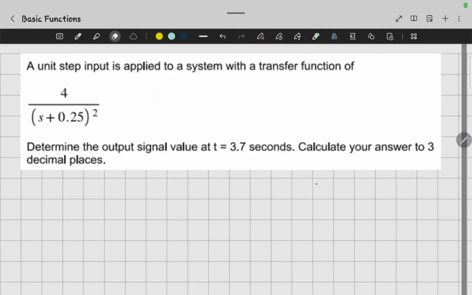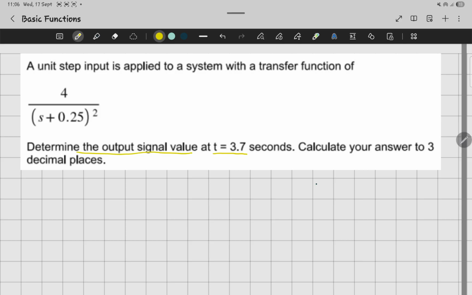So we've got to solve this question. We need to find V out. Determine the output, which is V out of the signal, and then we're going to plug in T. Once we get the output, we're going to replace it with the time given.